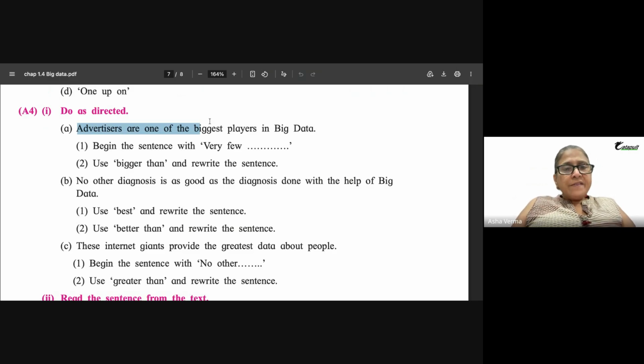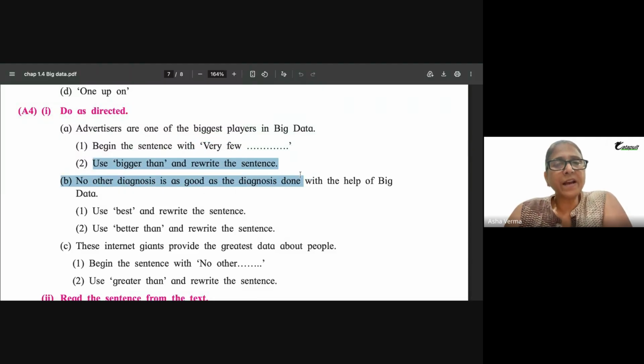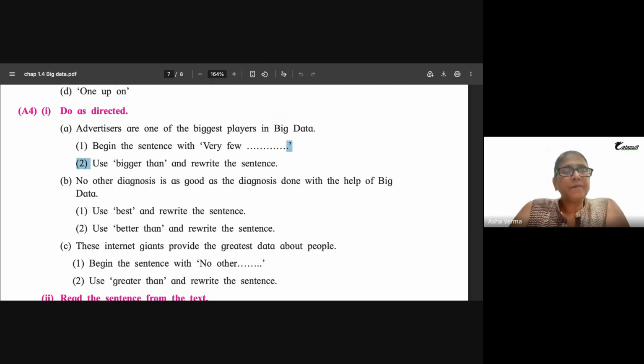Now, do as directed. Advertisers are one of the biggest players in big data. Begin the sentence with very few. So how will you do this? Very few players in big data are as big as the advertisers. The second question is, use bigger than and rewrite the sentence. No other player. Advertisers are bigger than most players in big data, or no player is bigger than advertisers in the field of big data. Right?